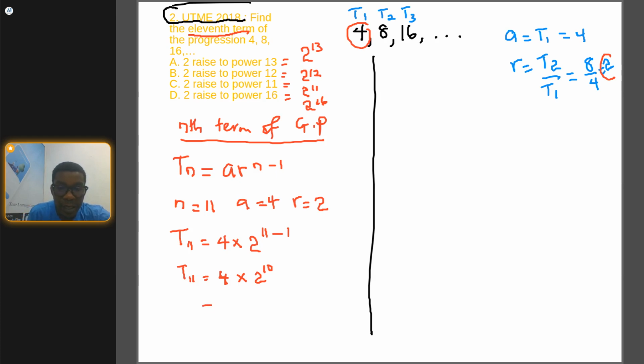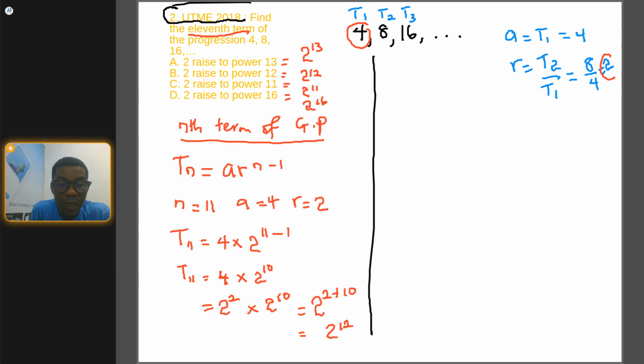To do that, I can express 4 as 2 raised to power 2, times 2 raised to power 10. Using the law of indices, that is 2 raised to power 2 plus 10, which is 2 raised to power 12. So in index form, the answer is 2 raised to power 12, and that will be option B.